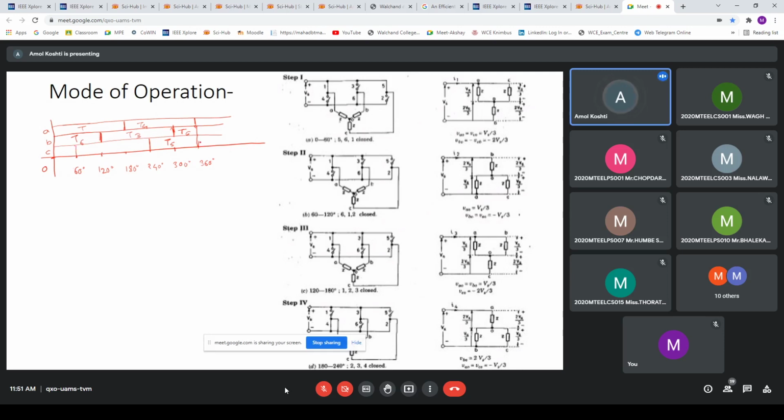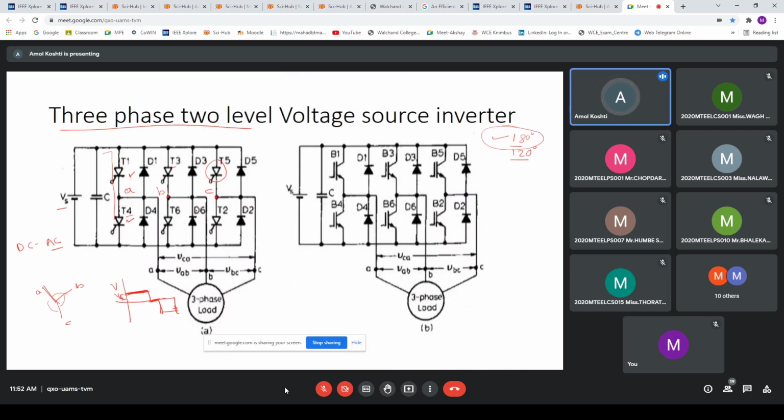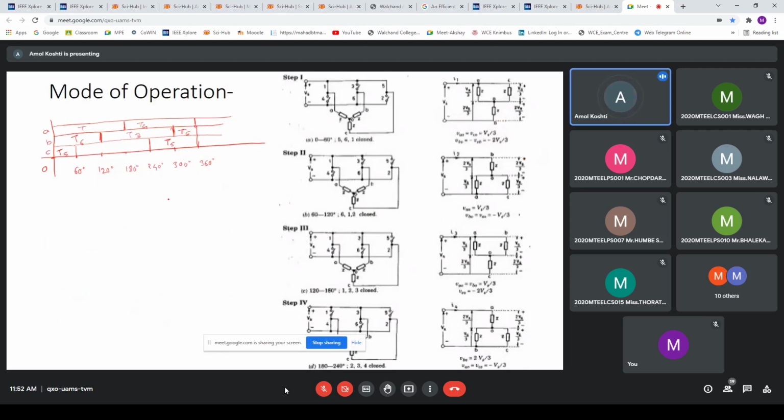After 360 degrees, it again starts from 0. So this 120 plus this 60 becomes 180 degrees for T5. Then the remaining switch from the same leg, which is T2 here. T2 conducts from 60 to 240, a total interval of 180 degrees, so T2 will conduct.